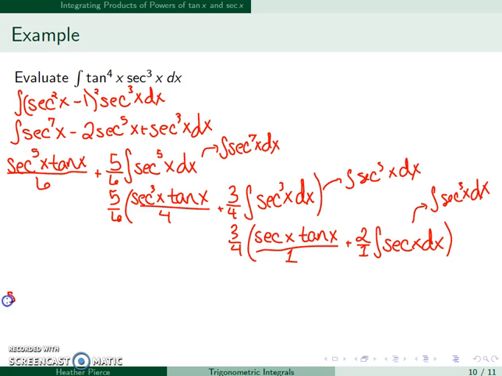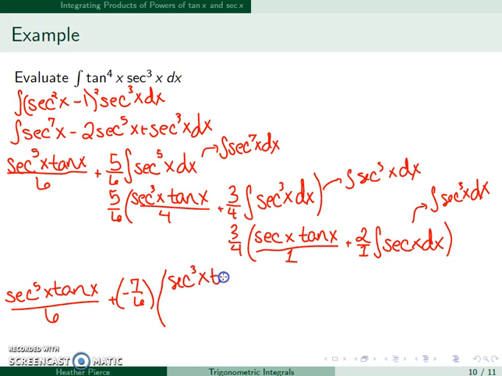So I'm going to start with this first term. Secant to the fifth x, tangent x over 6, plus. So now I have 5 over 6 times the secant to the fifth power. And then I also have this minus 2 times the integral of secant to the fifth power that comes from here. So 5 over 6 minus 2 is going to be negative 7 over 6. So I have minus 7 over 6 times secant cubed x tangent x over 4 plus 3/4 times the integral of secant cubed.